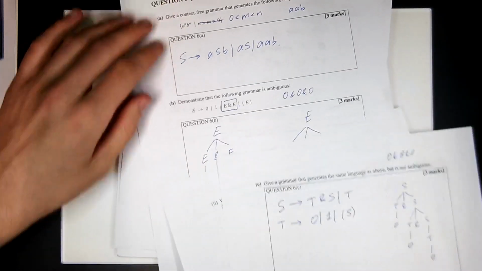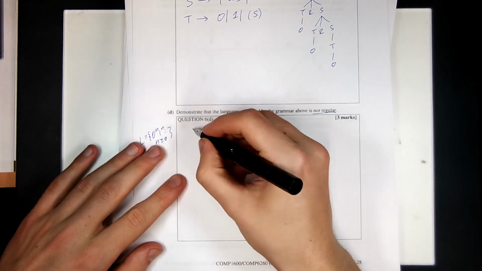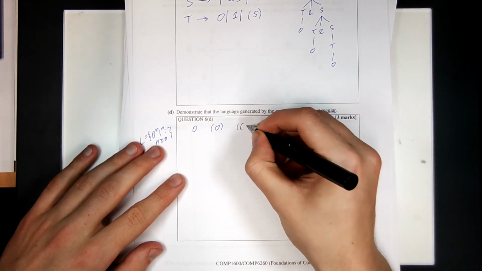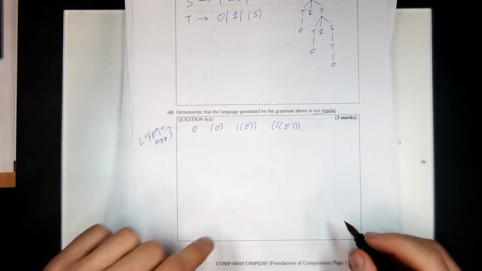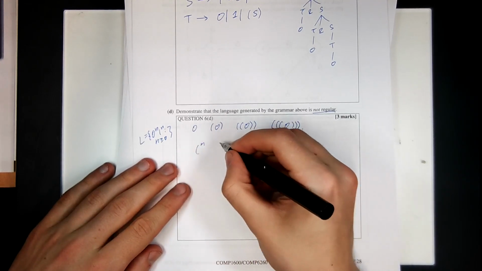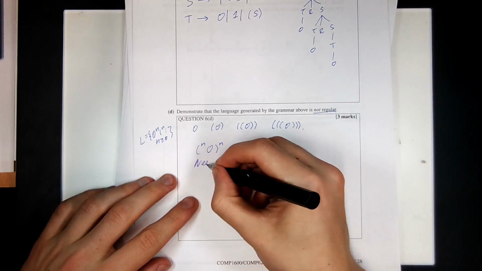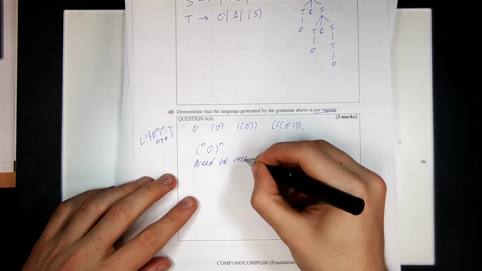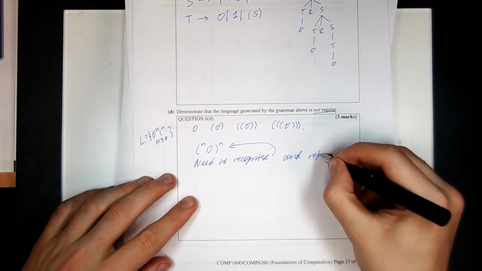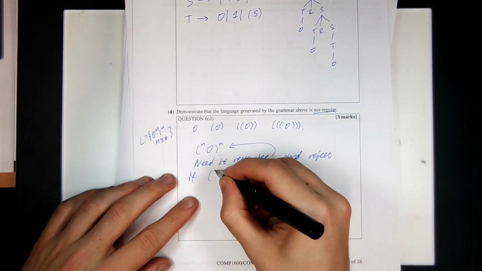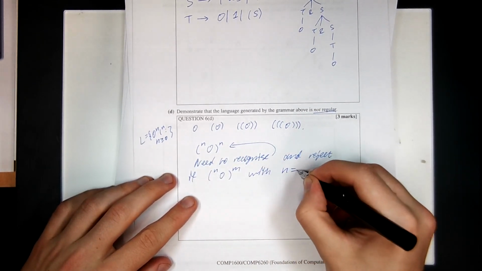Now, if we look at this language here, it generates pairs of brackets, right? So we could generate a 0, or a 0 in a parenthesis, or a 0 in double parenthesis, or a 0 in triple parenthesis, which means this language needs to be able to recognize n parentheses on the left, a 0, n parentheses on the right. So it needs to recognize this thing and reject if we have n brackets, 0, m brackets with n not equal to m.